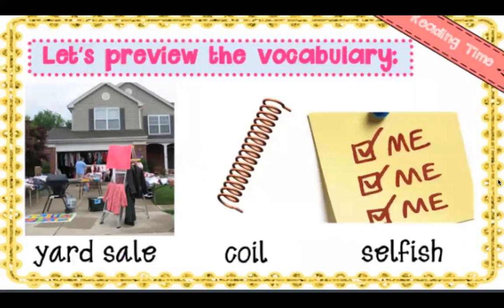Okay, let's talk about our vocabulary that you're going to see. Yard sale is one. The next one is coil. Coil. The next one is selfish. When you're just all about yourself, you want to talk about yourself, you want everything to be about you, you're kind of acting selfish.